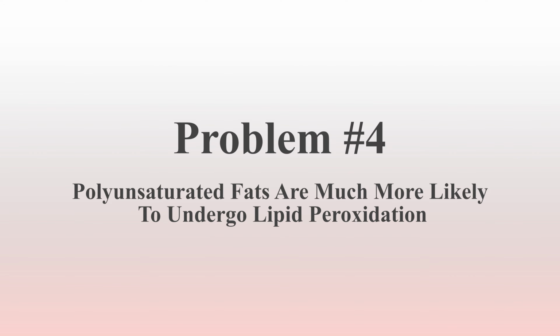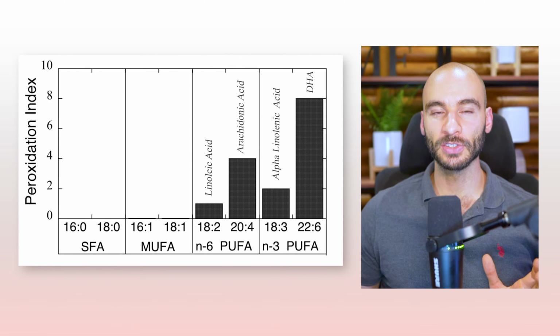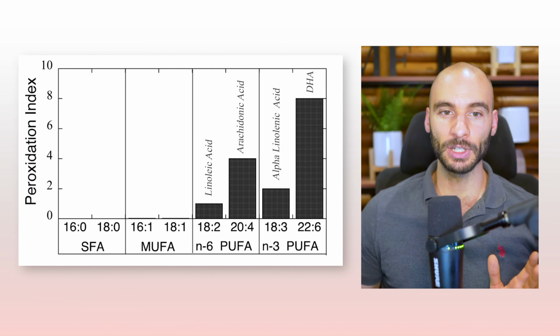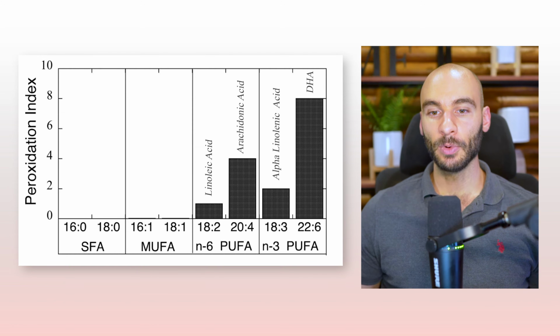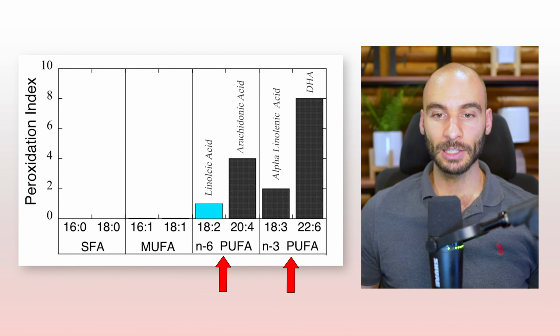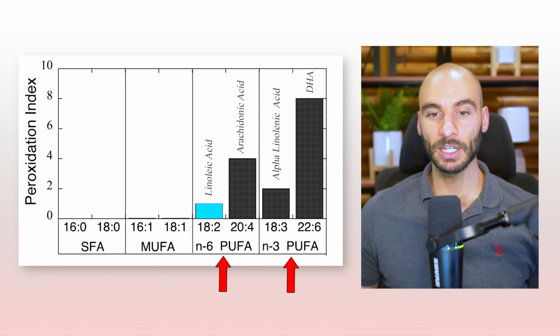They can be peroxidized very easily because of their double bond structure. A table here shows us how likely they are to be damaged. We see saturated fats and monounsaturated fats, basically zero. Their ability to be damaged is very, very low. But when we get to polyunsaturated fats, we have omega-6 polyunsaturated fats. When you look at linoleic acid, it's significantly higher, many times higher than saturated and monounsaturated fats.